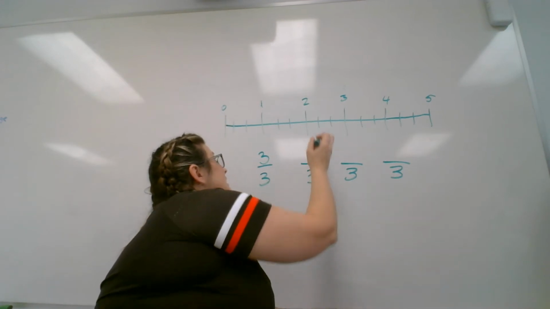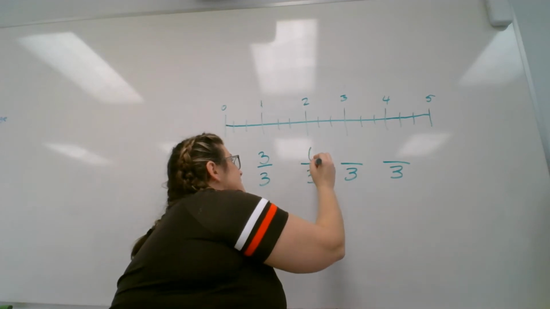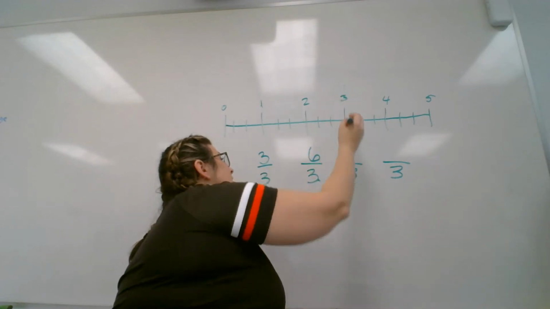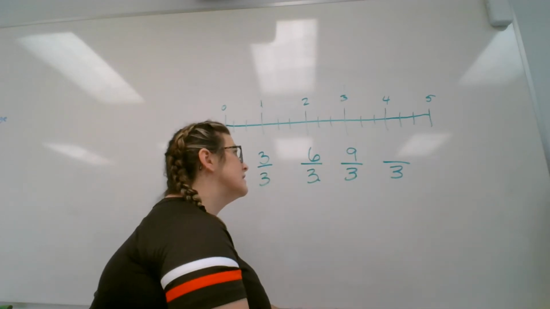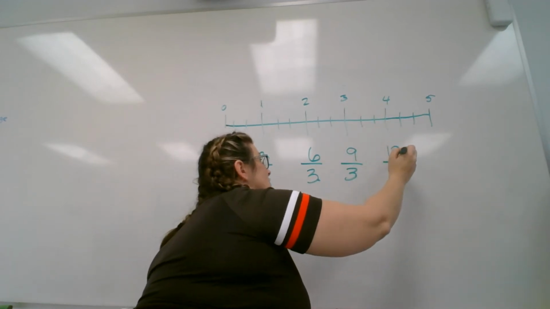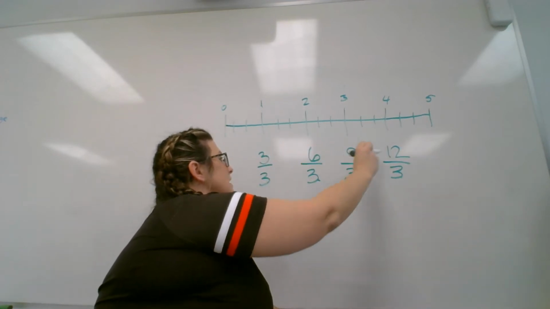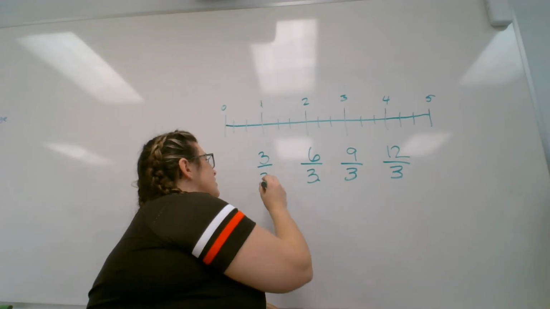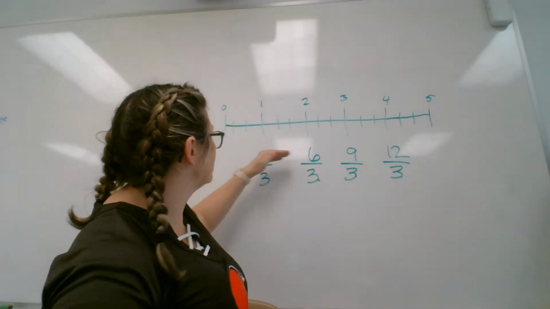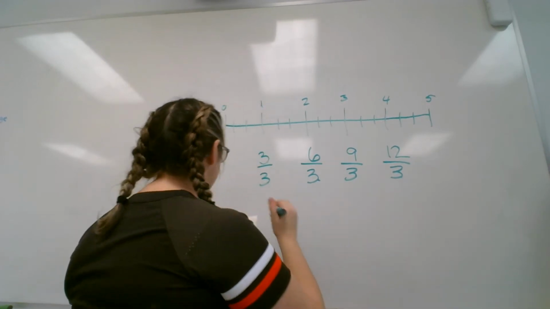Next, 3 times 2. 3 times 2 is 6. Next, 3 times 3 is 9. And last, 3 times 4 is 12. So when your bottom number is 3, the top is going to be multiplied by 3s. So you're going to multiply to get the top numbers of your fraction. Okay? Let me go ahead and draw B for you as well.